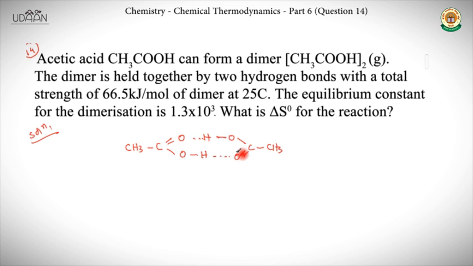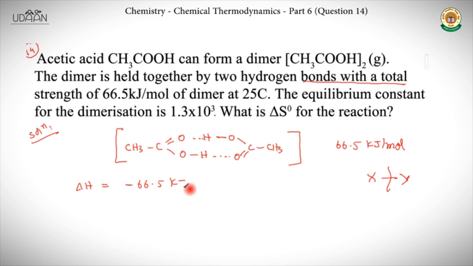Right? Correct. So this is the dimer that is forming. And they gave that hydrogen bond strength is 66.5 kilojoules per mole. So here bonds are forming, right? When bonds are forming, energy is released. When we are breaking bonds, we need to supply some energy. And when some bond is forming, some energy is released. The reverse of that. So delta H here will be minus 66.5 kilojoules per mole.